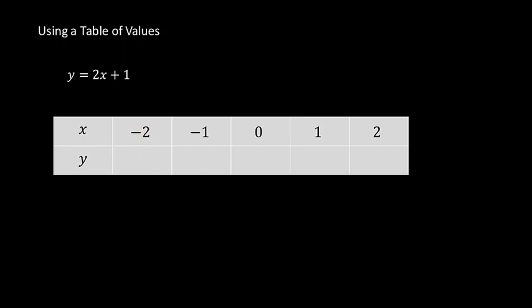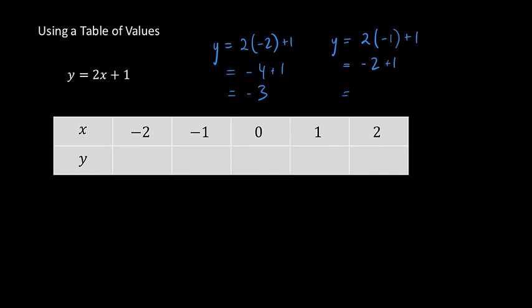Well, when x is negative 2, I substitute it in. So y equals 2 multiplied by negative 2 plus 1. So that's going to be negative 4 plus 1, and that's going to equal negative 3. When x is negative 1, the same process. I'm going to substitute those values in for x. So negative 2 plus 1, so that's going to be negative 1. And I would continue that process until I've completed all of the values for y.